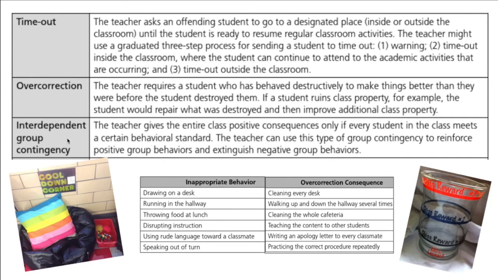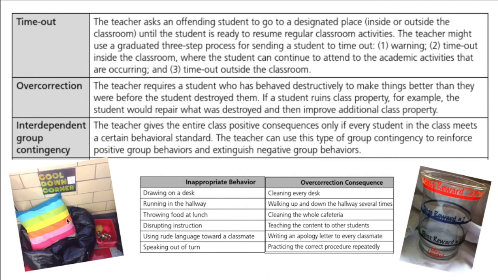Finally, we have interdependent group contingencies. This is when the entire class is given a positive consequence only if every student in the class meets a certain behavioral standard. So the teacher can use this type of group contingency to reinforce positive group behaviors and in an effort to help extinguish negative group behaviors.